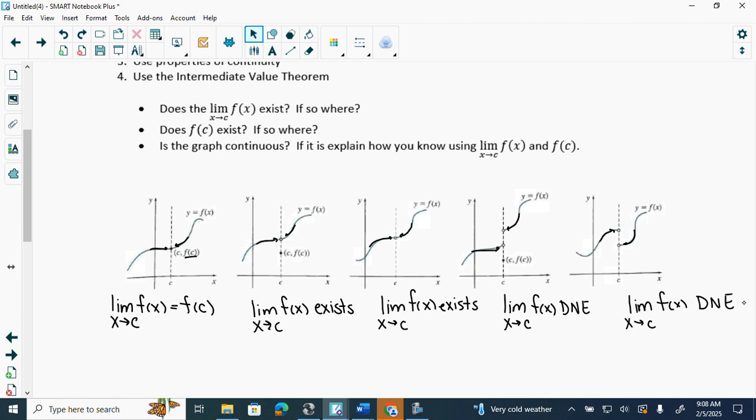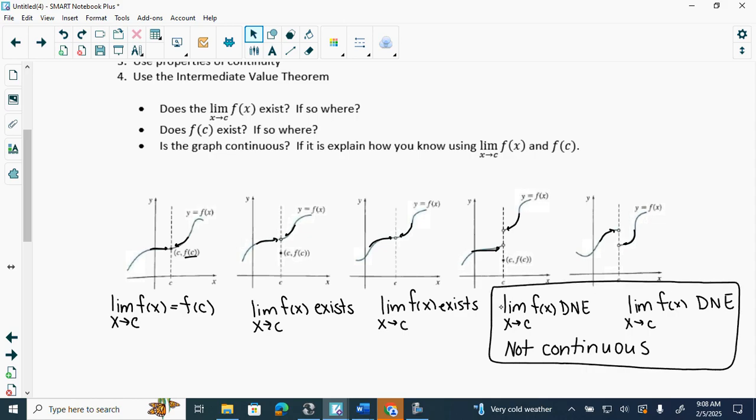So the moment that these don't have a limit, these two functions are immediately not continuous. So if the limit doesn't exist, the function's not continuous. Done. I don't even have to talk about the actual value. That immediately kills the fact that that graph is continuous. Okay? So that's one rule, that it has to have a limit. If it doesn't have a limit, it doesn't exist.